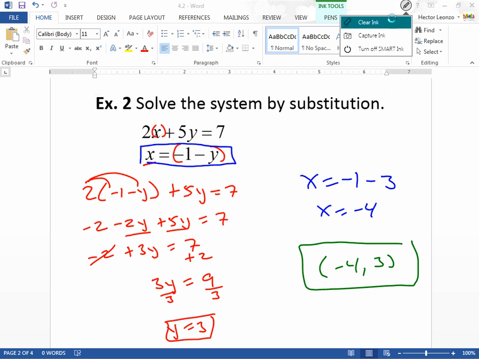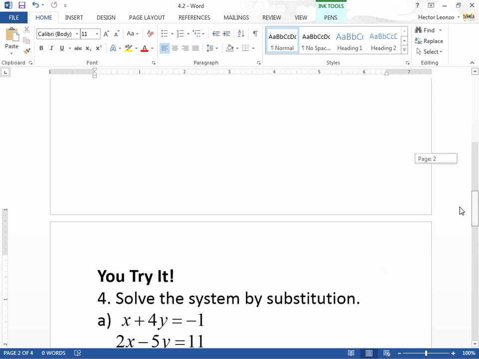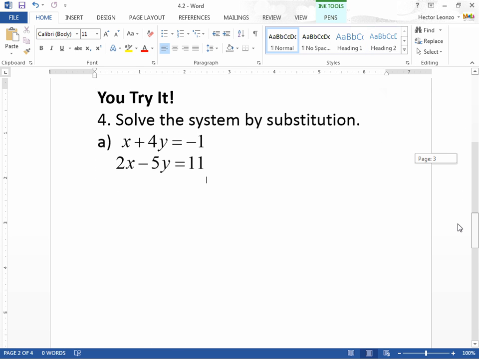So this is becoming simple. Take a look at another case, solve the system by substitution. But now here our problem is that we don't have an equation with a letter by itself.